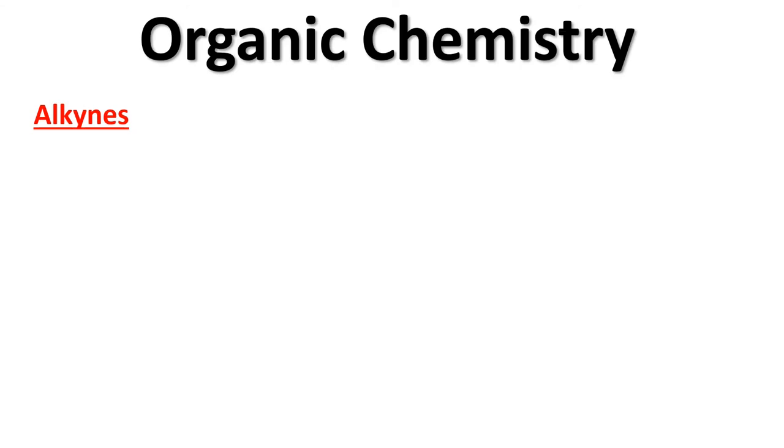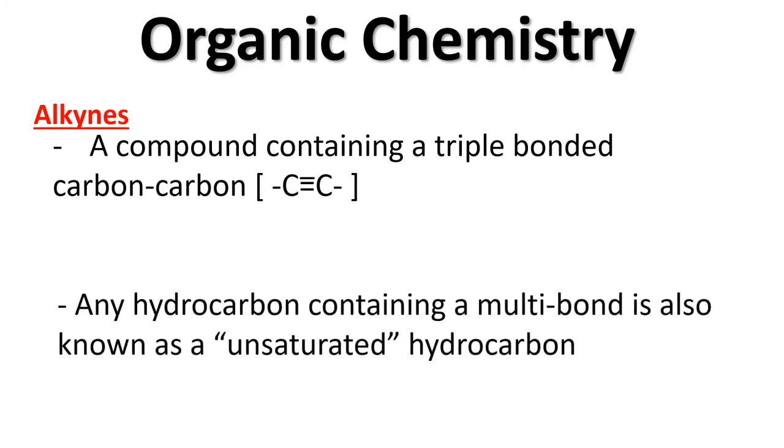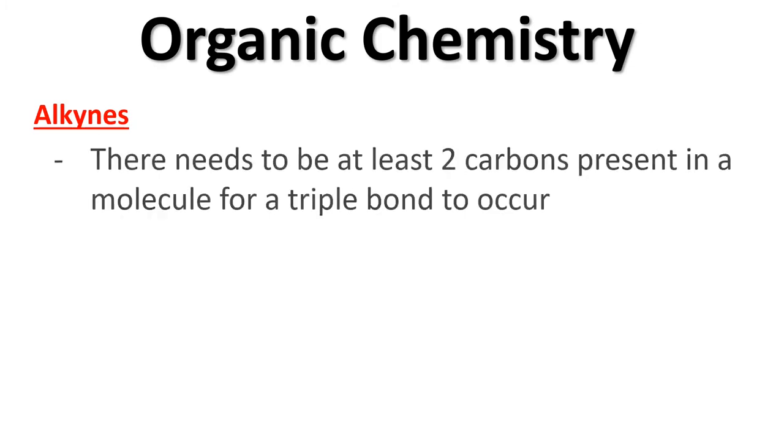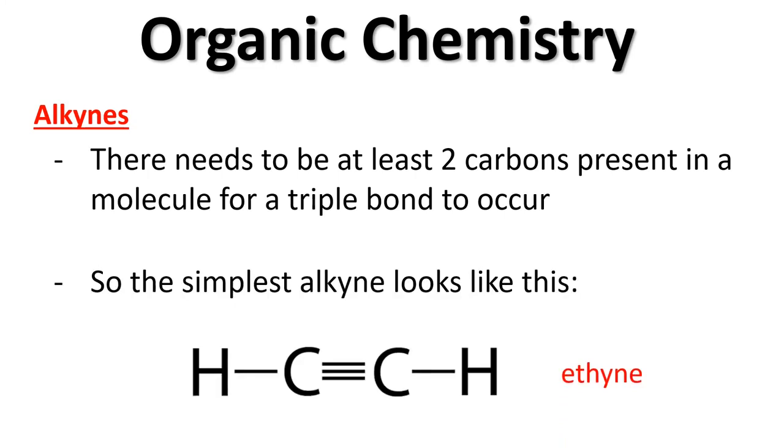Well, that's only half the story. Alkynes. Triple bonds are what we're talking about now. And again, a multi-bond is unsaturated, so alkynes can also be considered unsaturated hydrocarbons. There needs to be at least 2 carbons present in a molecule for a triple bond to occur. So the simplest alkyne looks a little something like this. I already named it as ethyne. There you go. It's straight across, and we have our triple bond there.